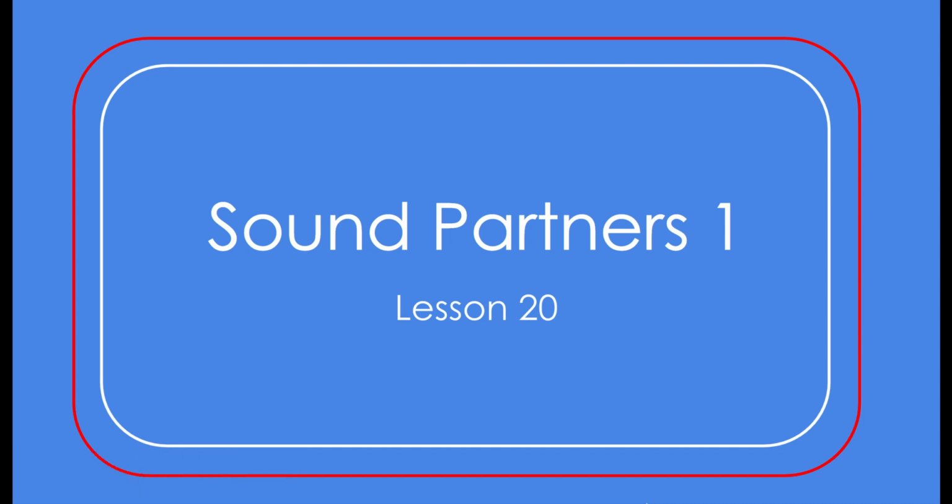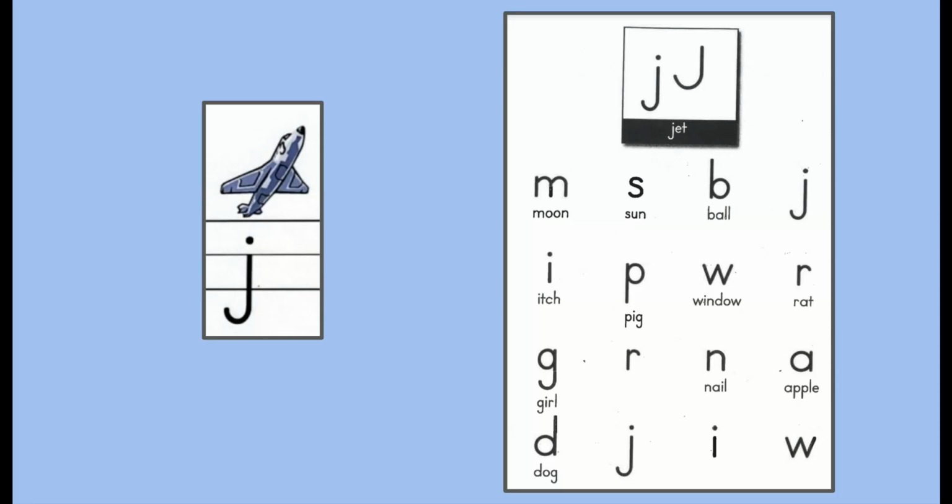Sound Partners 1, Lesson 20. In today's lesson, we will learn about a new sound, the sound made by J, jet. Let's practice that sound now. J, jet. Now let's practice with some previous sounds that we've learned.